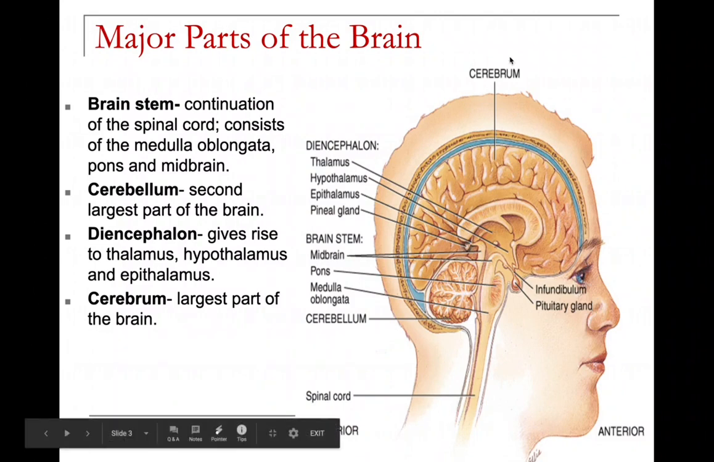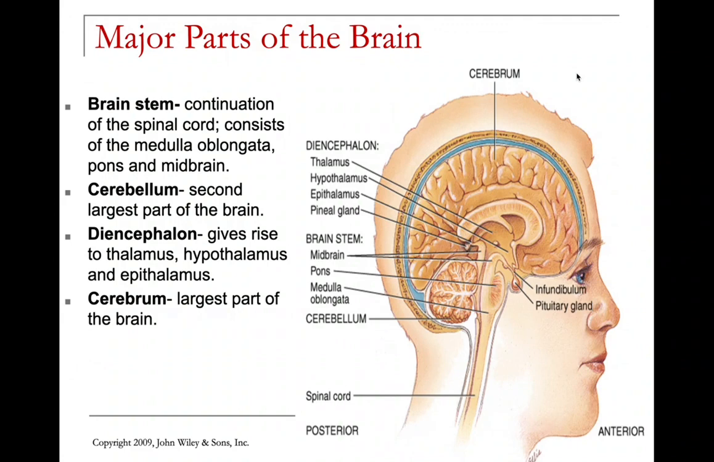The diencephalon is going to give rise to the thalamus, hypothalamus, and epithalamus. It's pretty much right in the middle. And then the cerebrum is the largest part of the brain. That's going to be this over the top.